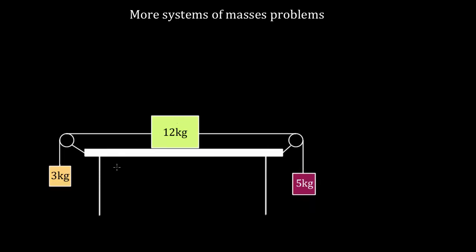Let's make it even harder. Let's say there's a coefficient of kinetic friction between this 12 kilogram box and the table of 0.1. Now you're looking at a really hard problem if you try to solve this the hard way. And by the hard way, I mean using Newton's second law for each box individually and then trying to solve.